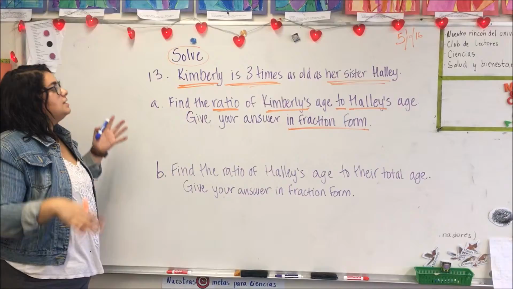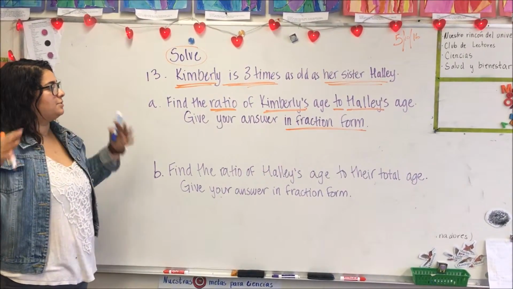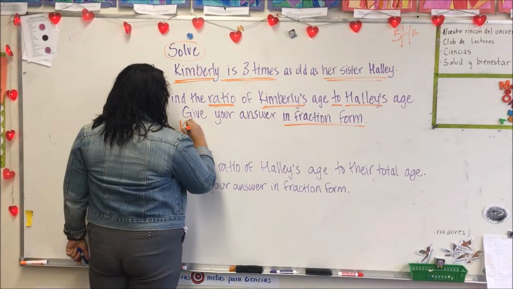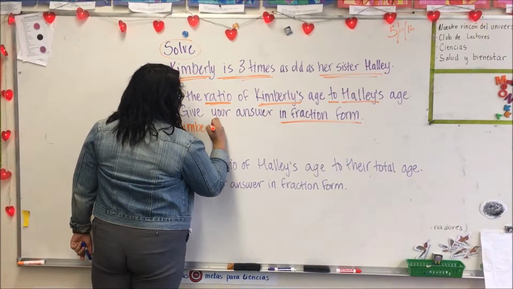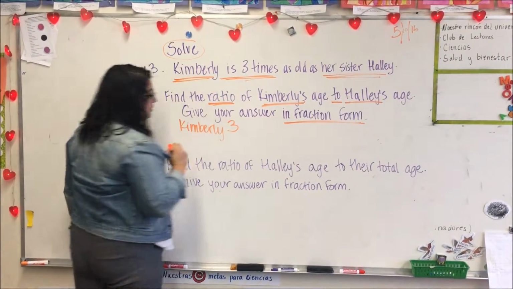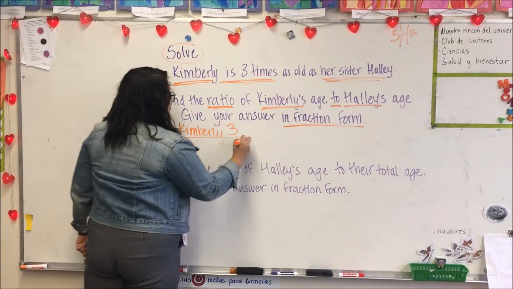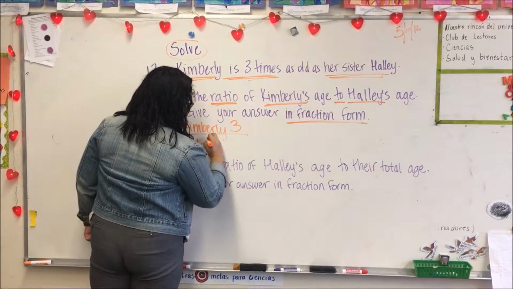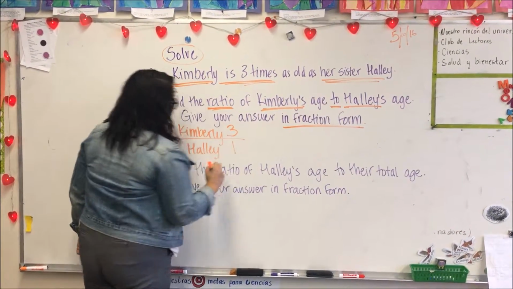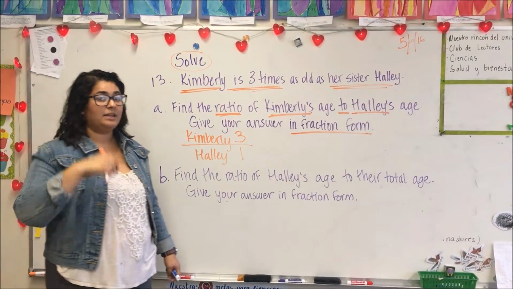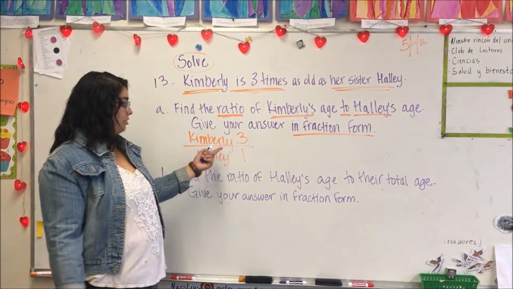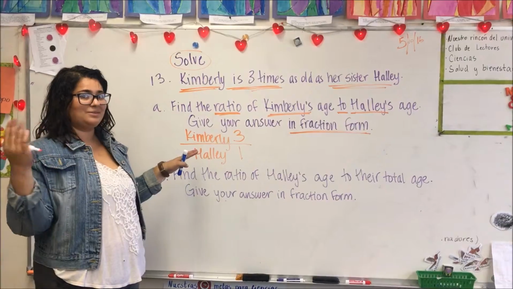So to do this, I know that Kimberly is 3 times older than her sister. So I'm going to write Kimberly. I'm going to write the number 3. Which means that Haley would be 1. Because if we multiplied 1 times 3, that would give us 3. So Kimberly is 3 times as old as Haley.